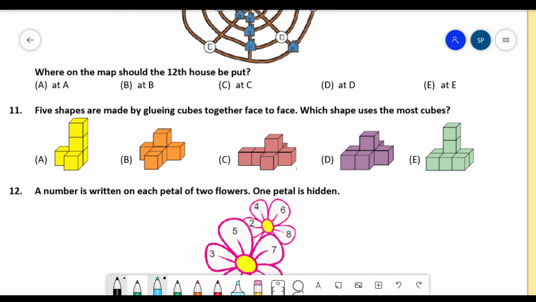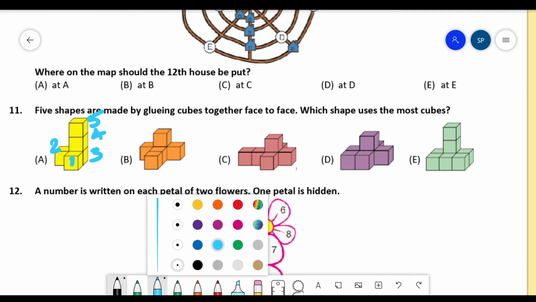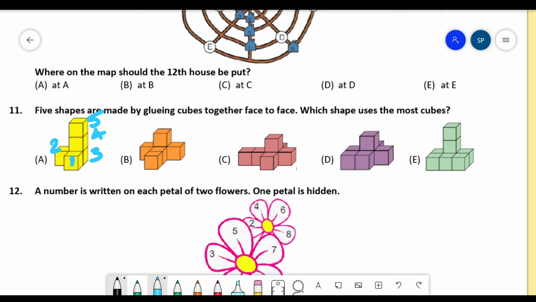11. 5 shapes are made by gluing cubes together face to face. Which shape uses the most cubes? So we have 1, 2, 3, 4, and 5. So this one, the first one, A, has 5 cubes.